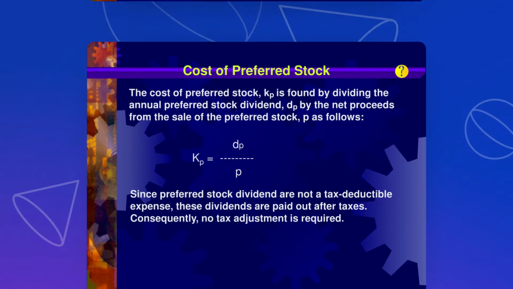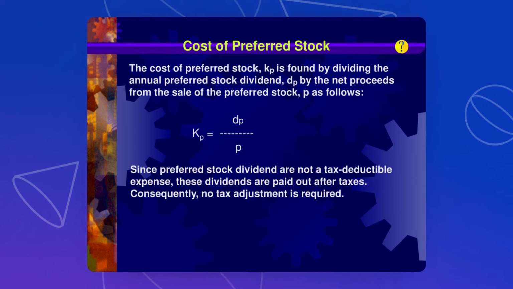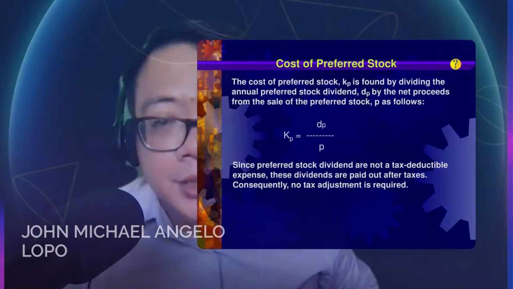Next one is all about the cost of preference shares. So what is the cost of preference shares? The cost of preference shares is found by dividing the annual preferred stock dividends, let's say you have your DP, by the net proceeds from the sale of the preferred stock, as follows. So again, what is the formula for this one?